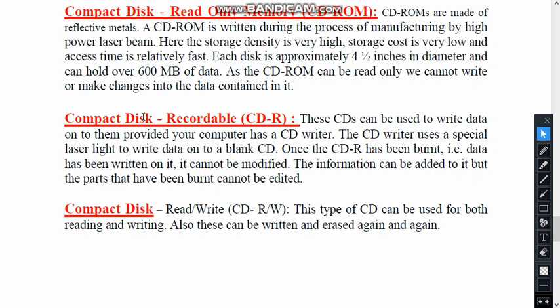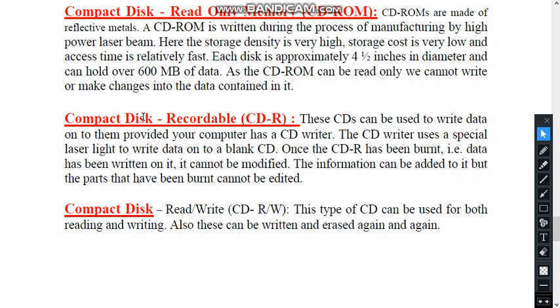In the case of a compact disc, you have a CD where you can store the data and the instructions. The CD writer uses a special laser light to write data onto the blank or new CD. Once the CDR has been burnt, that is, the data has been written on it, it cannot be modified. Information can be added to it, but the parts that have been burnt cannot be edited.